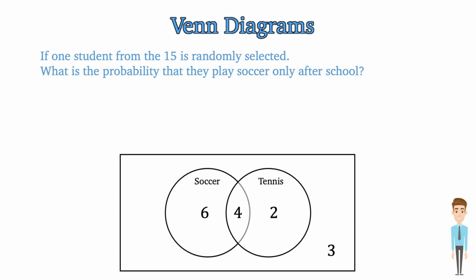After it is completed, the remaining part of the questions are quite easy. If we wanted to find the probability of a student who plays soccer only, we know that there are 15 students in total, and for the numerator, there are 6 students who play soccer only.